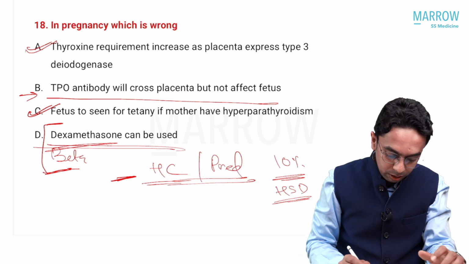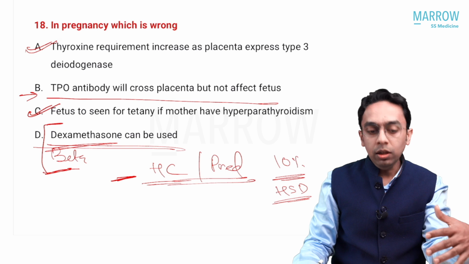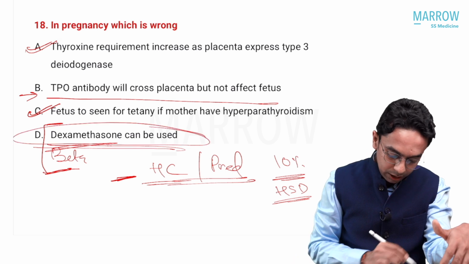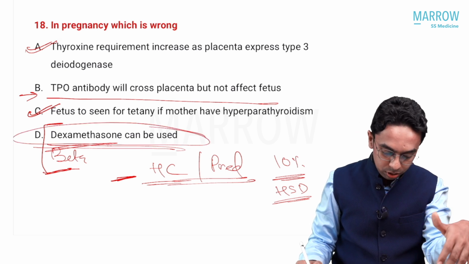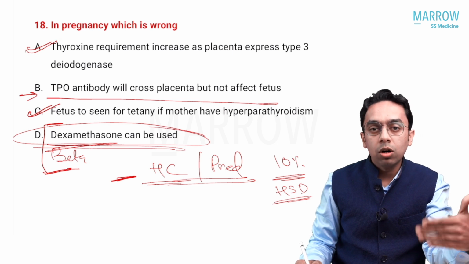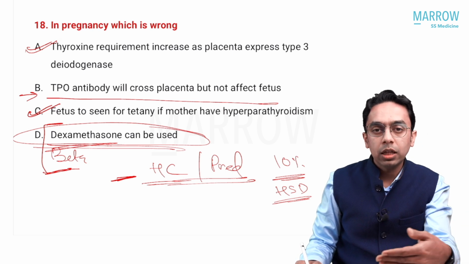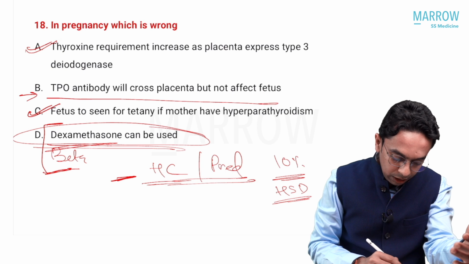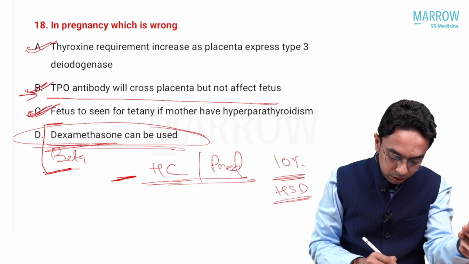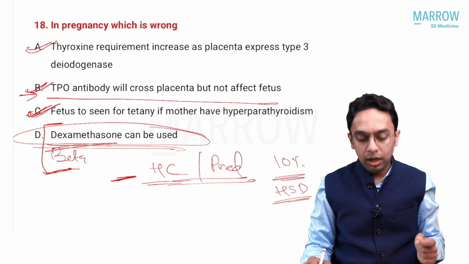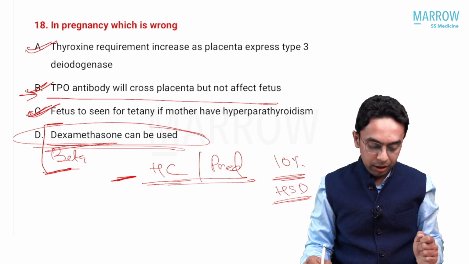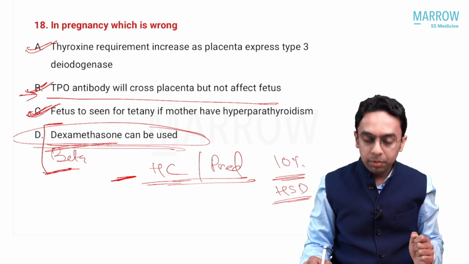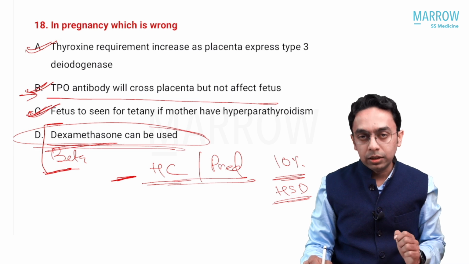So if we want to pick one, then I would pick the answer "dexamethasone can be used" as the wrong option, but it depends, obviously, as I have told you. So I think options A, B, C, all these three we will consider as correct, and option D is wrong. In pregnancy, dexamethasone can be used, it should not be used in pregnancy. Okay.